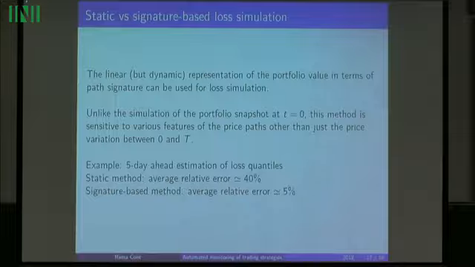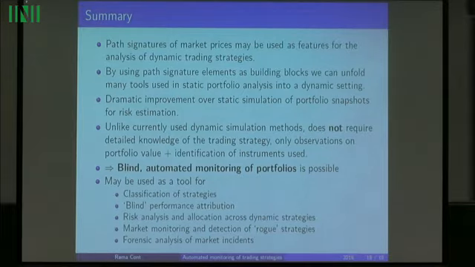With the approach that I just described, if you now approximate it by this linear combination of signatures, so basically the first approach is only looking at the level 1. Here we go up to level 3. You reduce the average relative error to 5%. So that's some concrete application for loss simulation. So let me stop here.